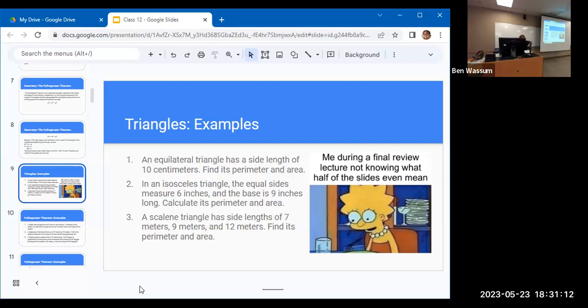So number 3 says a scalene triangle has side lengths of 7 meters, 9 meters, and 12 meters. Find its perimeter and area.